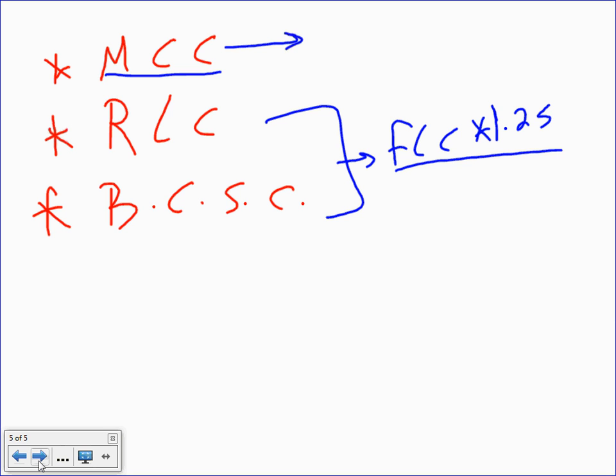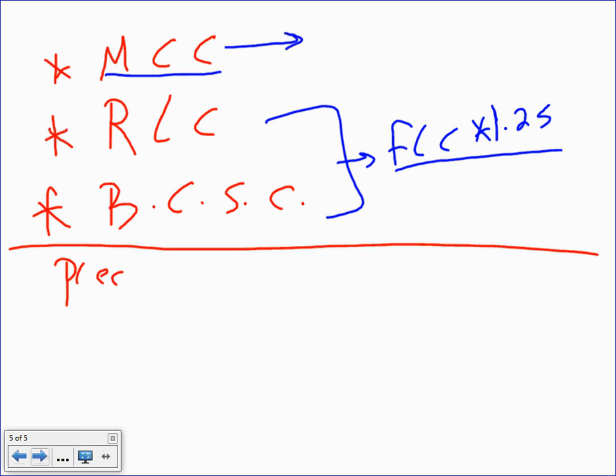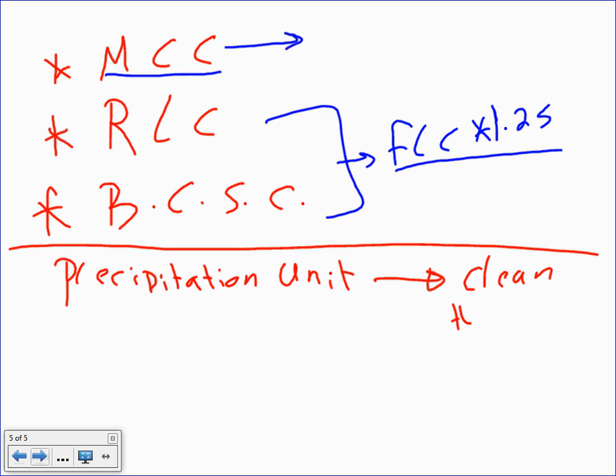So the smart guys created something called a precipitation unit. If you look at page 176, it's called precipitation unit. Of course, I'm going to spell it. Unit, precipitation unit. Wow, first time I got it right. Precipitation unit: clean the air. That's it, clean the air.